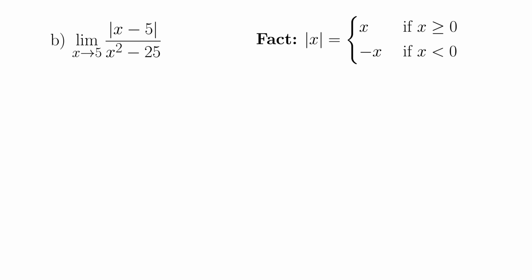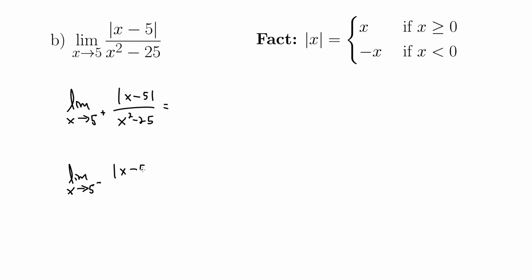Okay, let's take a look at this one together. Let's begin by taking a look at the limit as x goes to 5 from the right of absolute value of x minus 5, all over x squared minus 25. And we'll also do the limit as x goes to 5 from the left of the same thing, absolute value of x minus 5 over x squared minus 25.